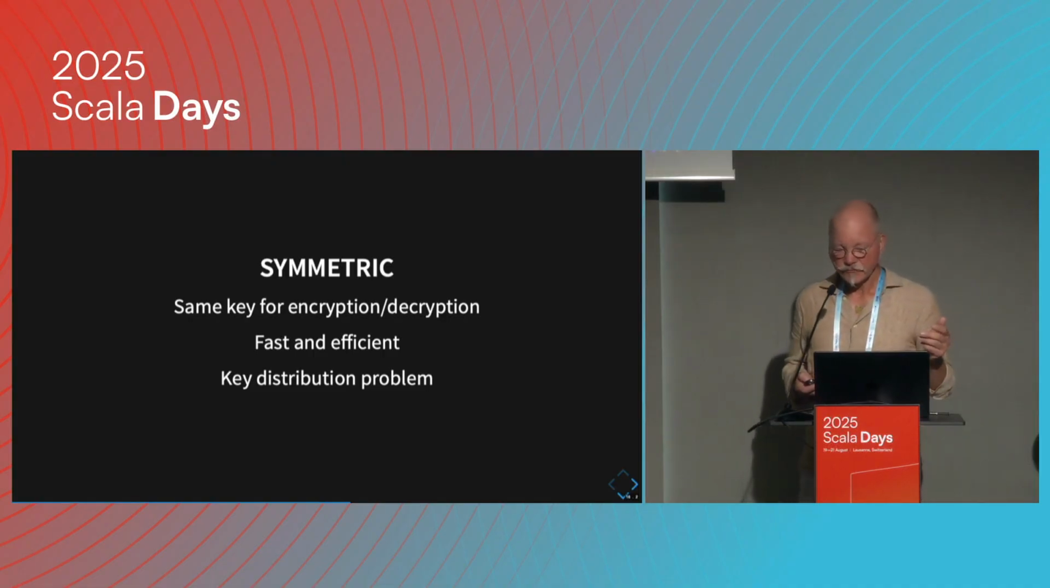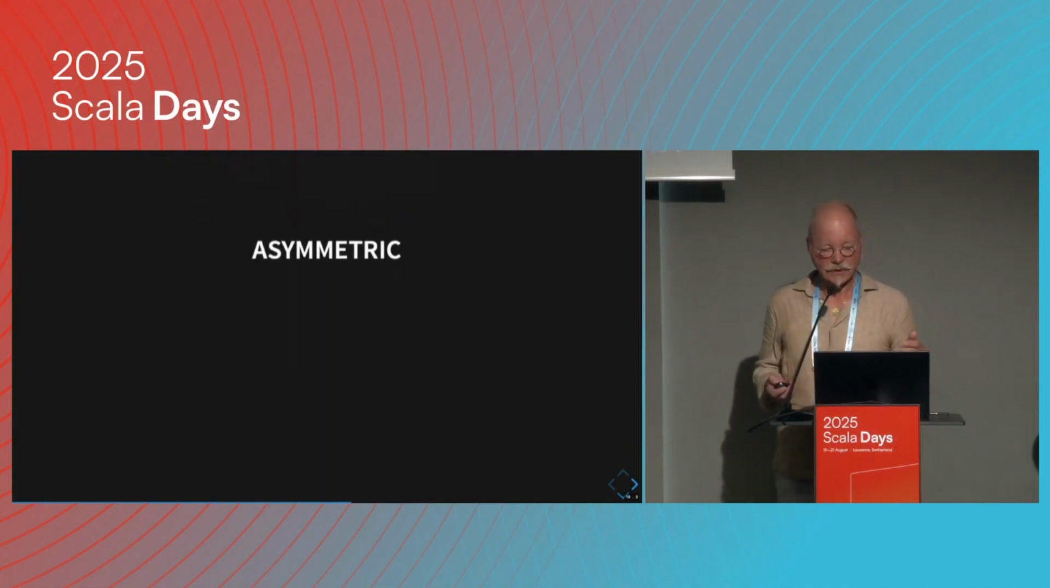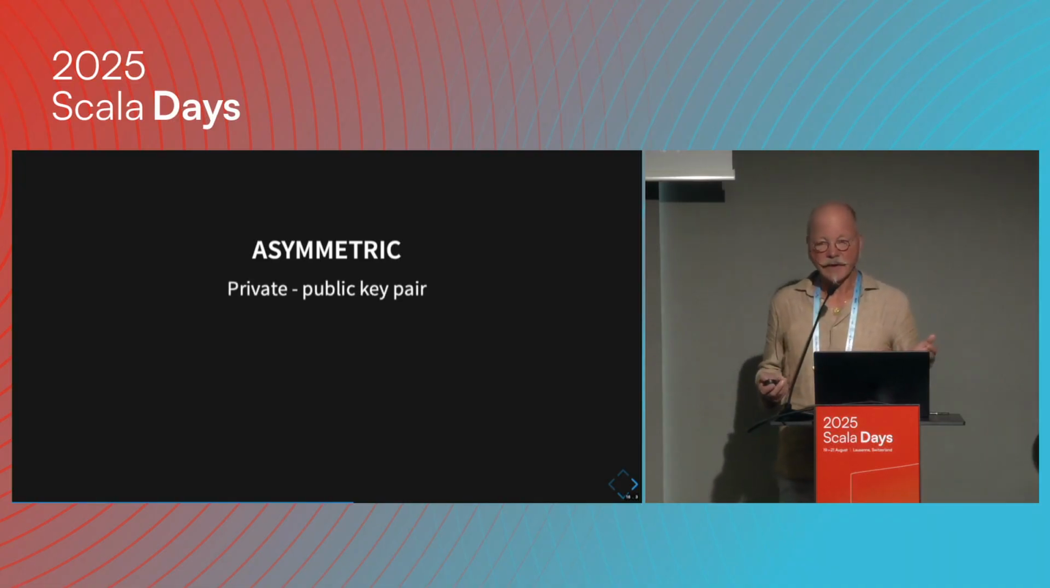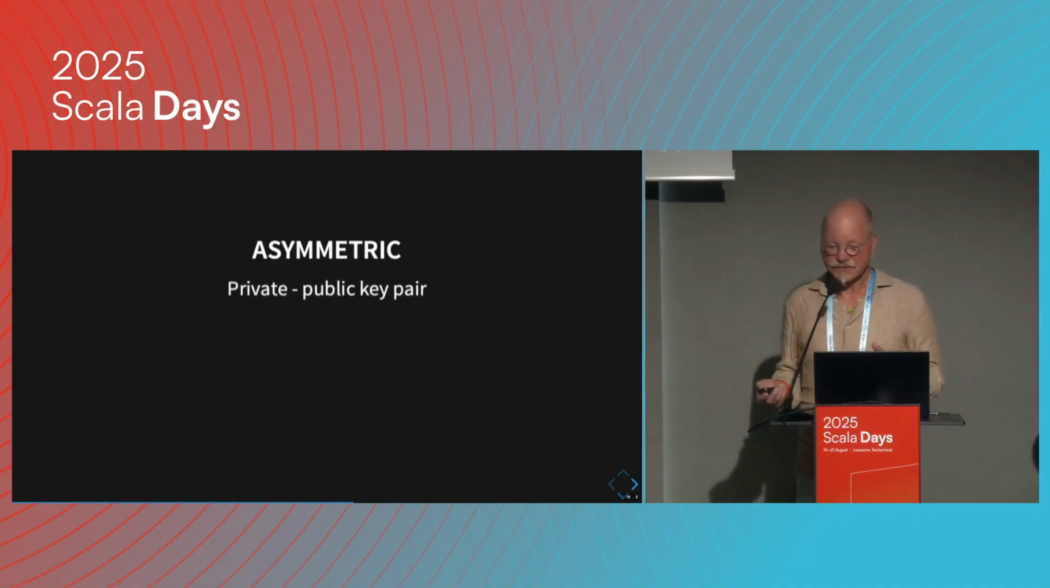To solve that, you can use an asymmetric crypto, and it solves the problem of key sharing by having a private-public key pair, where the public key anyone can use, and the private key you should keep private.